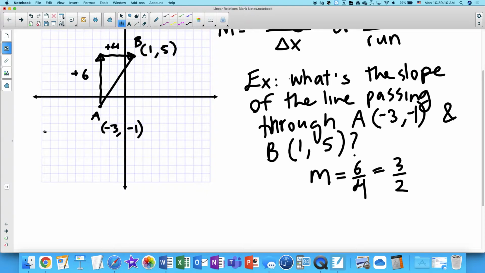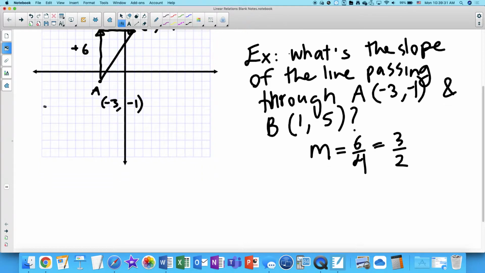And then what about the run, which was 4? How could I get that value from the x coordinates 1 and -3? Yeah. 1 minus -3. Exactly. Because change in essentially means we're looking for a difference. Difference means subtraction. So the other way that you can get this, if you don't want to graph it, is you could go for the 6 value, 5 minus -1. We're taking a difference in y values over difference in x values, 1 minus -3.